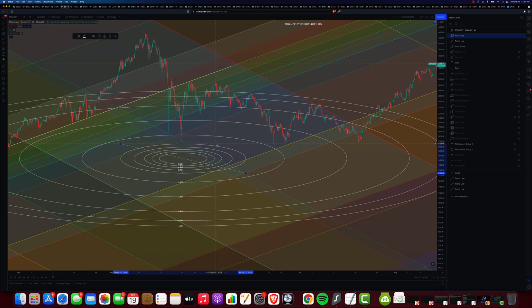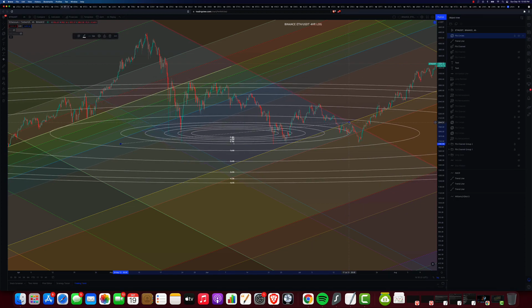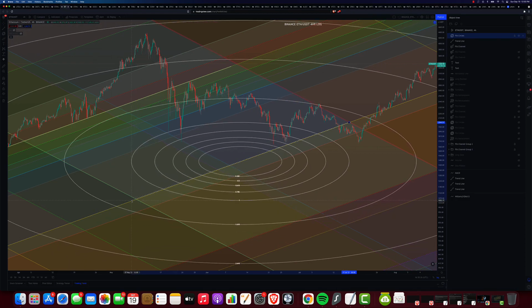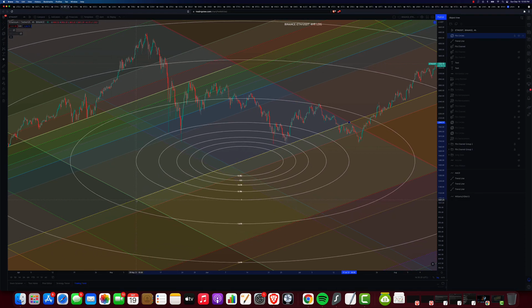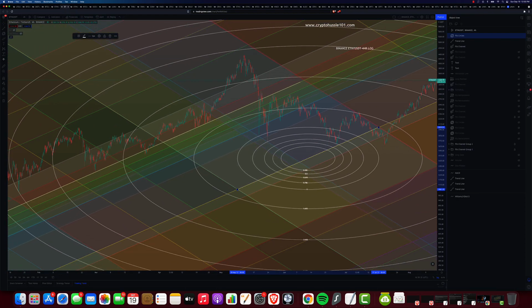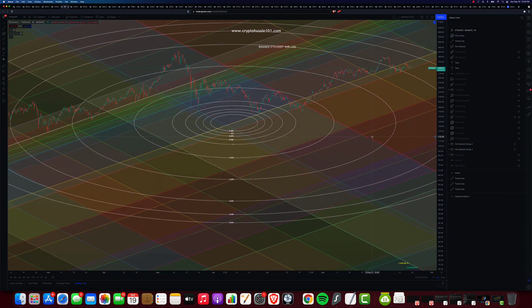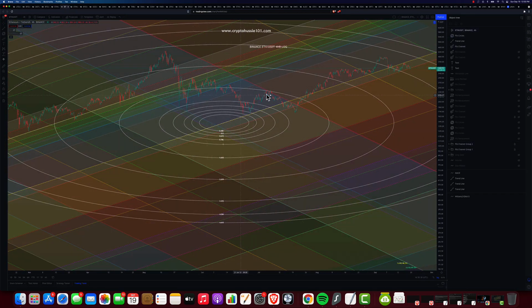Let's just go between, start here. All right. So we go here. Let's zoom out so we can see a better picture. All right, you can start to see some confluence, but you just work it around until you can find something that you really like.